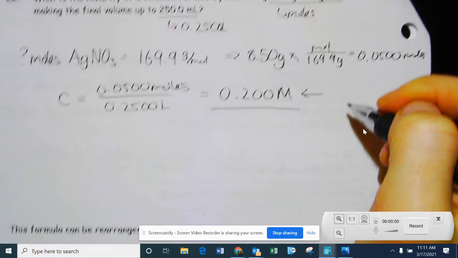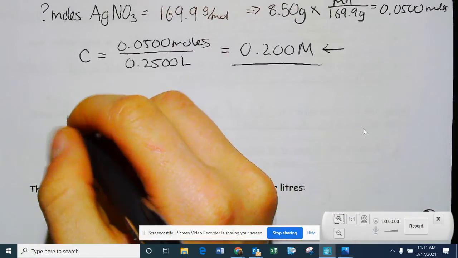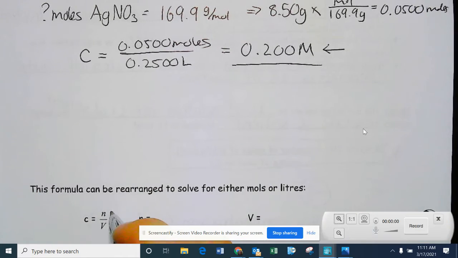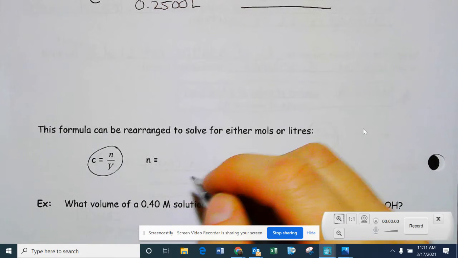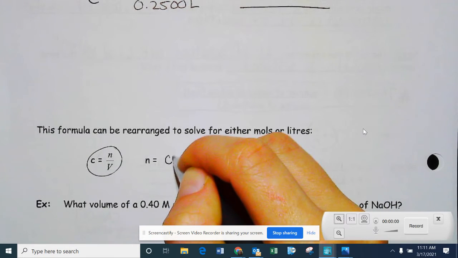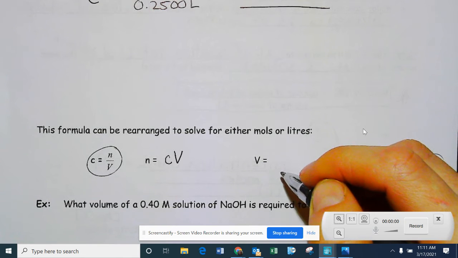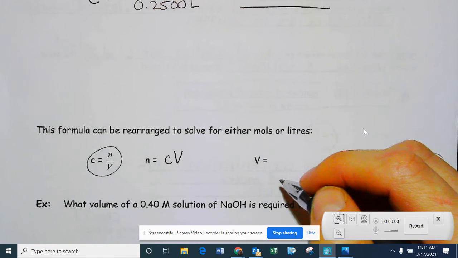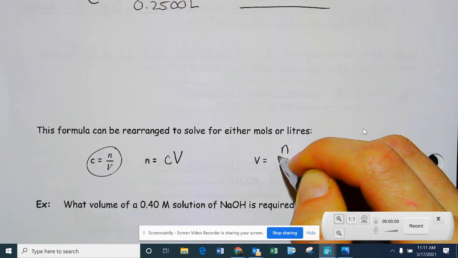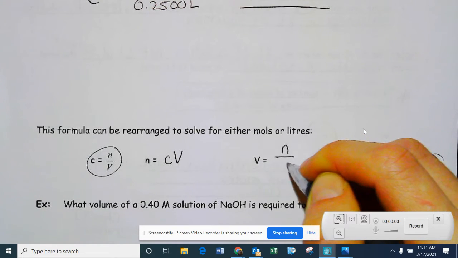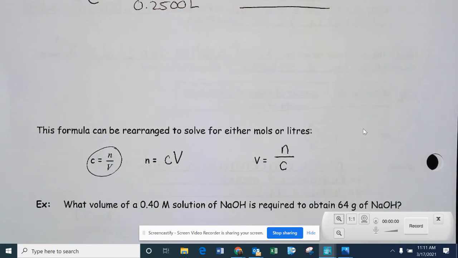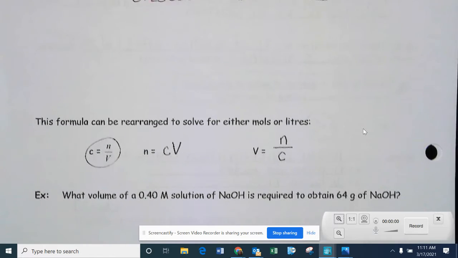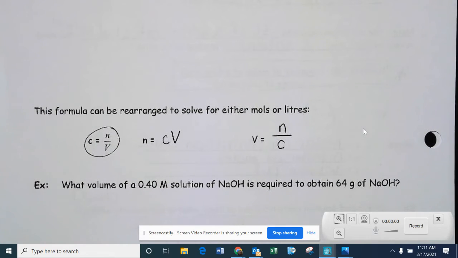Cool. You can rearrange this formula. So this is what I gave you: C equals N over V. It could also be N equals CV. So it depends on what you're given. Sometimes you might be given concentration and you're trying to find volume. Sometimes you might be given moles and concentration and you're trying to find volume. Anyway, you might be given two variables and have to find the other one. So you can rearrange the formula in any of these ways.